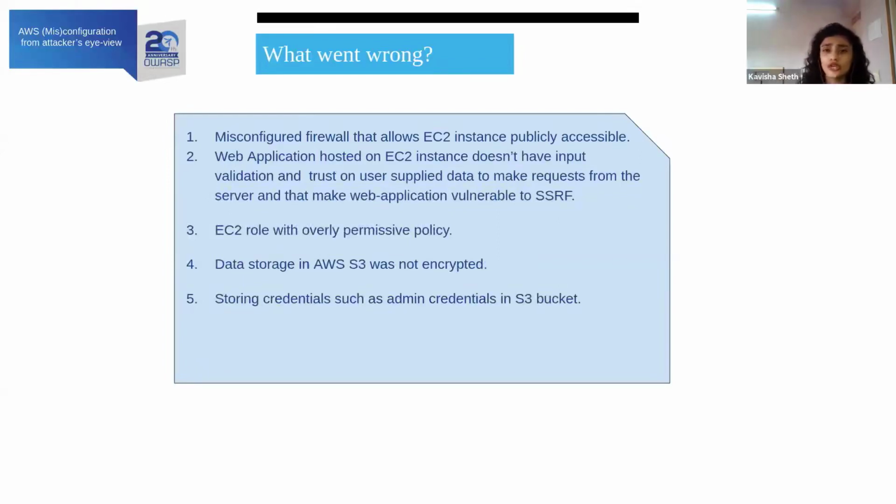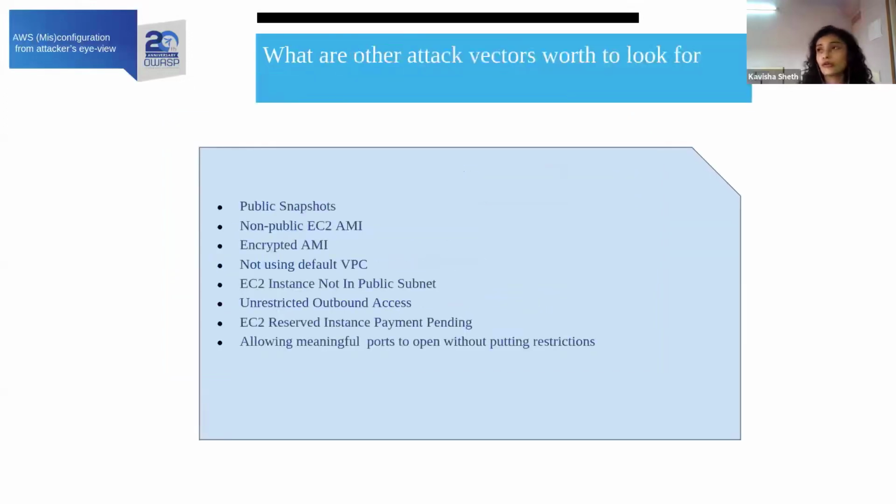But in general, if we talk about what can go wrong, it's what I already discussed: misconfigured EC2 instances and default settings being used. We have covered only one attack scenario, but what are the other attack scenarios or attack vectors you can look for? Check if a public snapshot is available, and check if the AMI is publicly accessible.